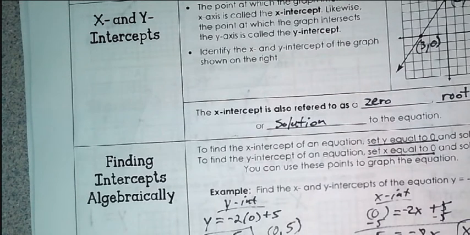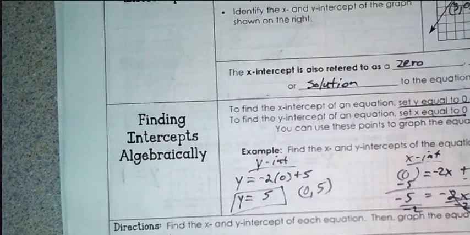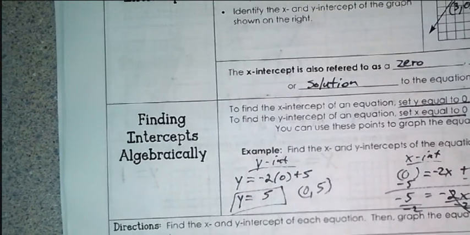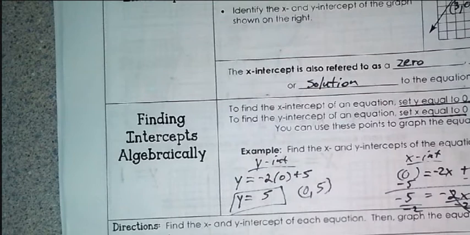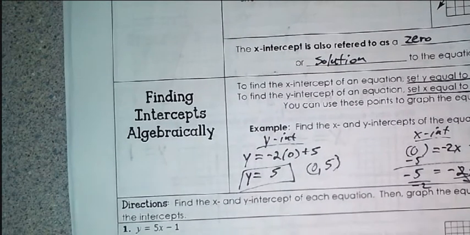Alright, look at the examples. Find the x and y intercept of each equation, then graph the equation using the intercepts. So this is in slope-intercept form. Now, to make things a little easier on ourselves, if we put it in standard form at first, it might save a little bit of work later on. So that's what the video showed.